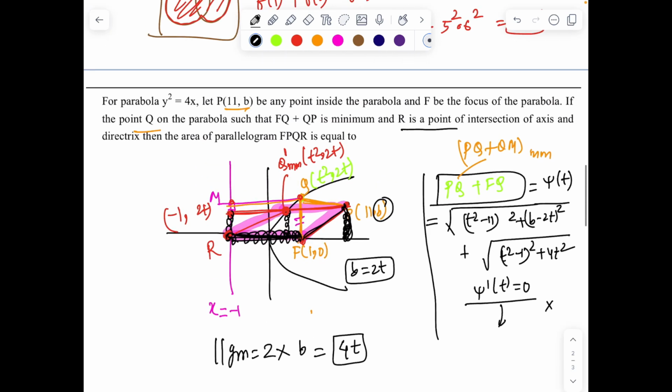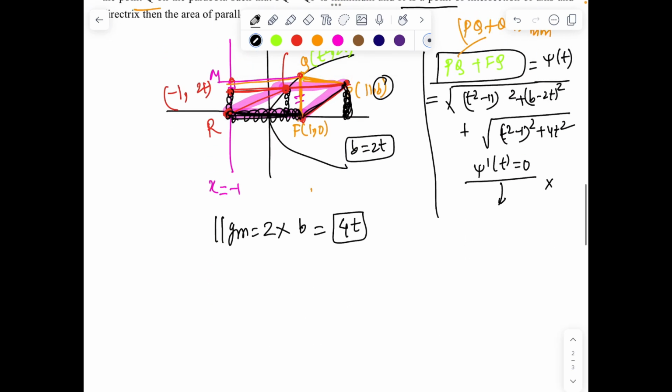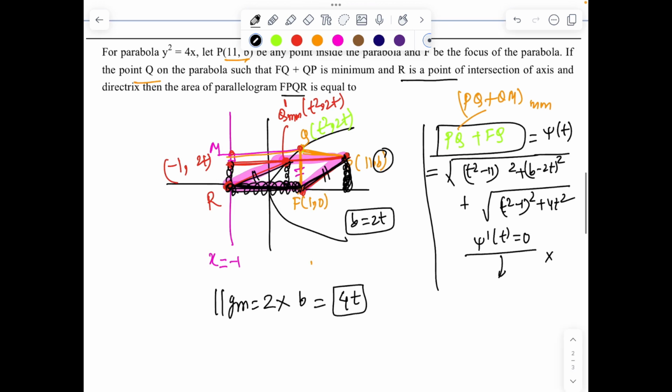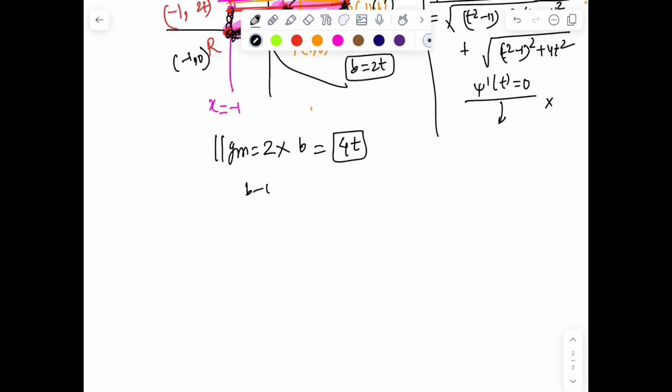And now we can find the value of t. Since it's a parallelogram, the slope of PF is the same as the slope of QR, right? And R point is (-1, 0). Q is already (t², 2t). So from the slope, we get (b - 0)/10 = 2t/(t² + 1). Now b is already 2t. So from here, the value of t that we are getting is 3.